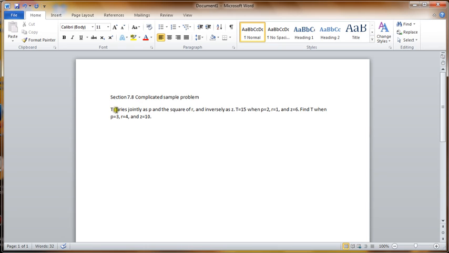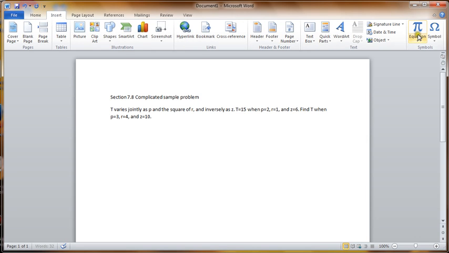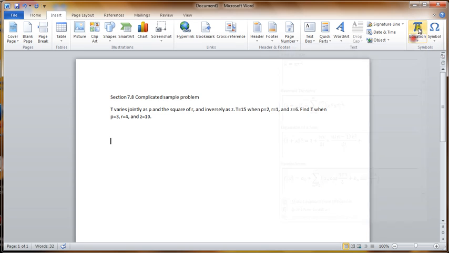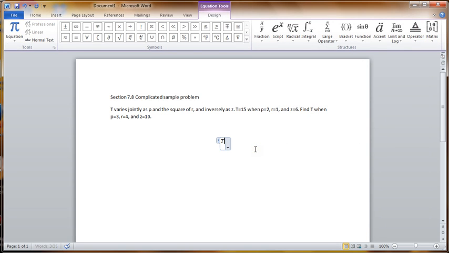The first thing that you always have to do is take this preliminary information about variation and write a variation equation. So we'll start with that. I'm going to jump right into the equation editor. And I'll start with the t variable, which varies jointly. As soon as you see that it varies, this always means that it's some constant multiple of the things that are going to follow.